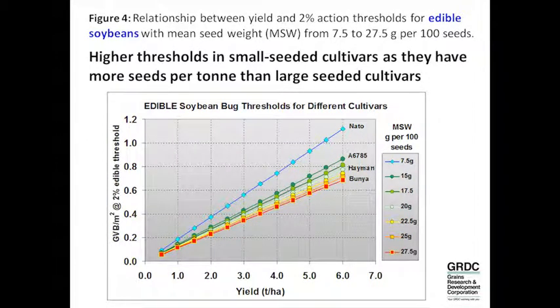Yes. Mean seed weight has an impact. Now, there will be similar models for mung beans, but this doesn't apply to the mung beans. For soybeans, where you can go from natto beans with a mean seed weight of about 7 grams per 100 seeds up to bunya with 27 grams per 100 seeds, that influences the rate of bug damage. You don't need to know the maths behind that, but that needs to be incorporated in the model, and the model does do that.